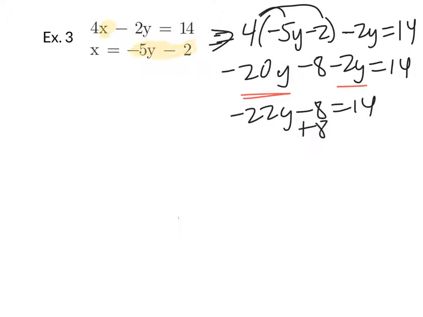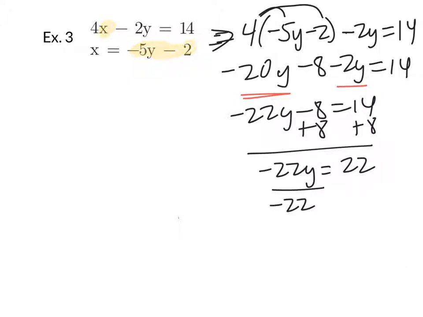Then we'll add 8 to both sides, and we'll have negative 22y equals 22, and then to solve for y, we'll divide both sides by negative 22, and we have our y value is equal to negative 1. So now, again, we're halfway done with our solution. We have the y value of the point where the graphs of the two lines intersect. So now to find the x value, that's going to be very simple. Notice the second equation is already solved for x.